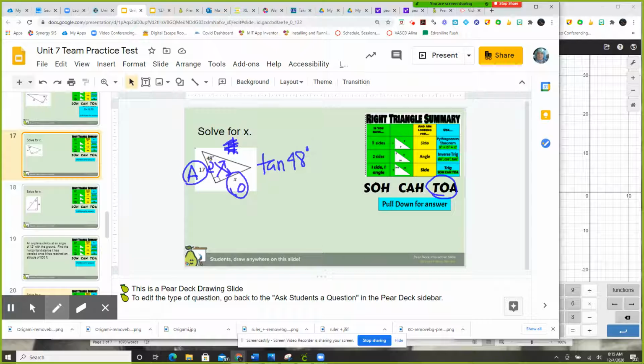Tangent of 48. So we want the O over the A. So flip that upside down. O over A. So the O is the X, so that has to come first. And then the A is the 17. That has to come second. I love it. So now what do I put in the calculator?